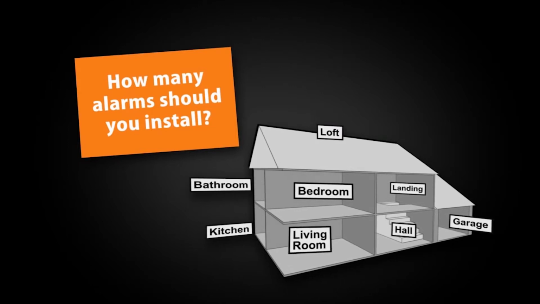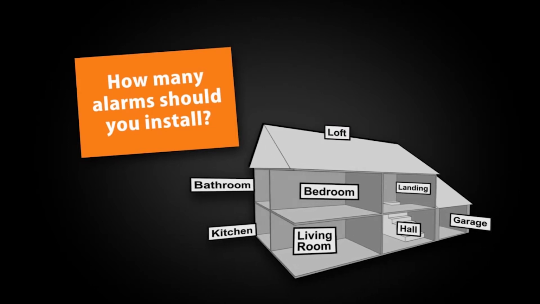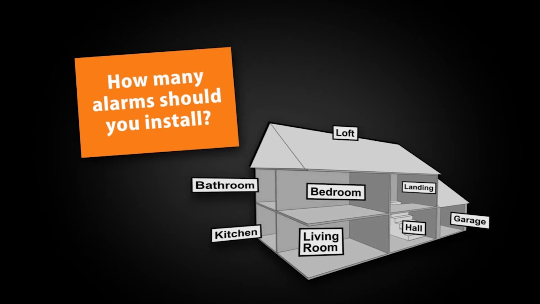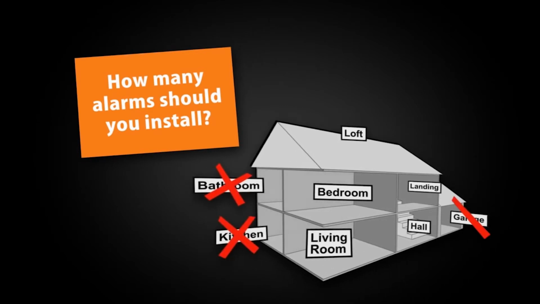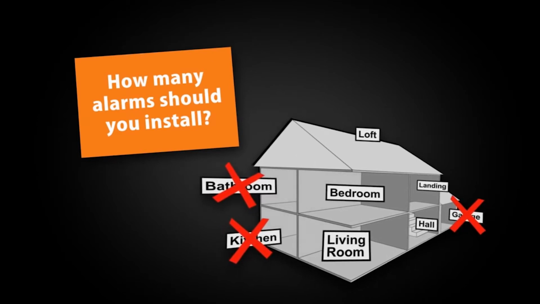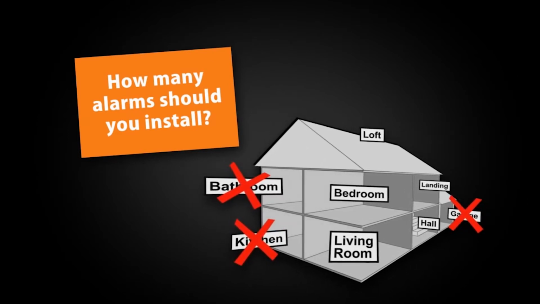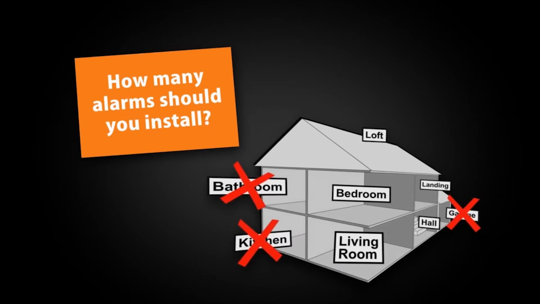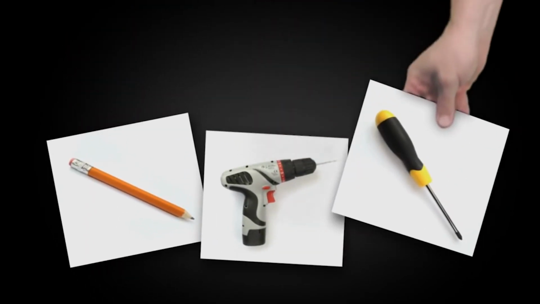For ultimate protection, we recommend installing a smoke alarm in every room of your house, apart from the bathrooms, kitchen and garage. A heat alarm can be fitted in these rooms, especially in the kitchen, where over half of all accidental house fires start. To install your smoke alarm, you will need 3 simple tools: a pencil, drill and screwdriver.